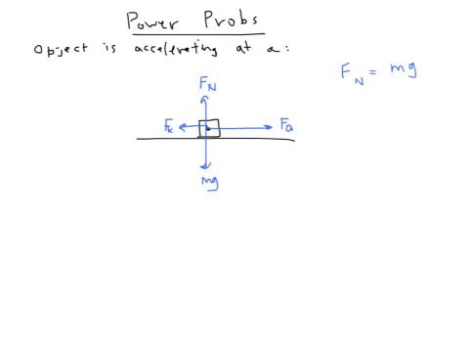And on the other hand, Fa is bigger than Fk because we're accelerating to the right, but we don't need to show that. As before, kinetic friction is always equal to mu times the normal force, or in this case, mu times mg, since Fn is equal to mg.